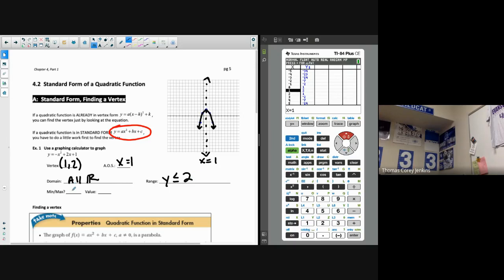Is that value a minimum or maximum? Well, if it says all y's are less than or equal to 2, then that must mean it's the maximum value. If it turns downward, it's a maximum value. If it turns upward, it's a minimum value. And then the value is 2. All right, so that's basically it.